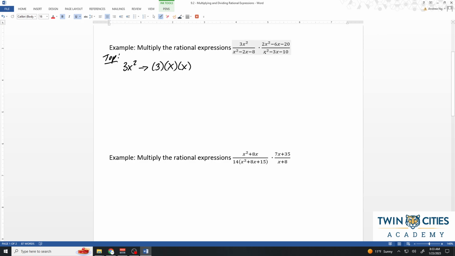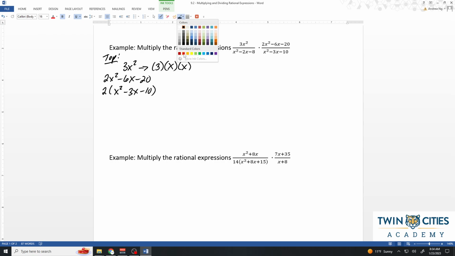Okay, what else do I have? I have 2x squared minus 6x minus 20. I can see that I can take a 2 out of this right away. If I pull that to the front, I'm left with x squared minus 3x minus 10. Then I can factor this using the AC method. A equals 1, C equals negative 10.